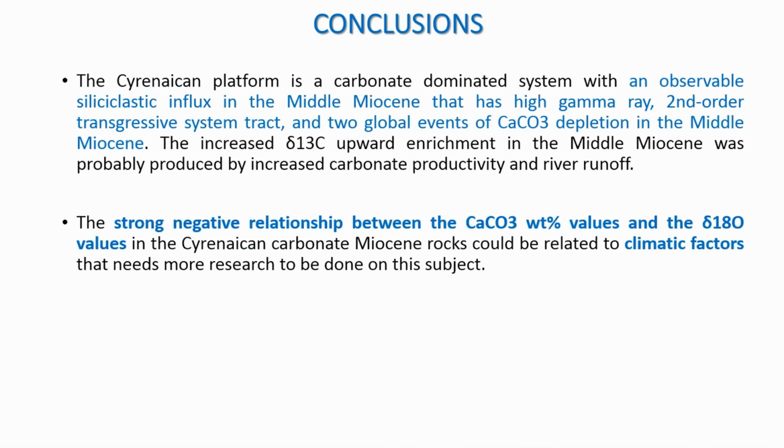The Cyrenaican platform is a carbonate-dominated system with an observable siliciclastic influx in the Middle Miocene that has high gamma ray, two second-order transgressive systems tracts, and two global events of CaCO3 depletion in the Middle Miocene. The strong negative relationship between calcium carbonate weight percentage values and delta oxygen 18 values in the Cyrenaican carbonate rocks could be related to climatic factors that need more research.